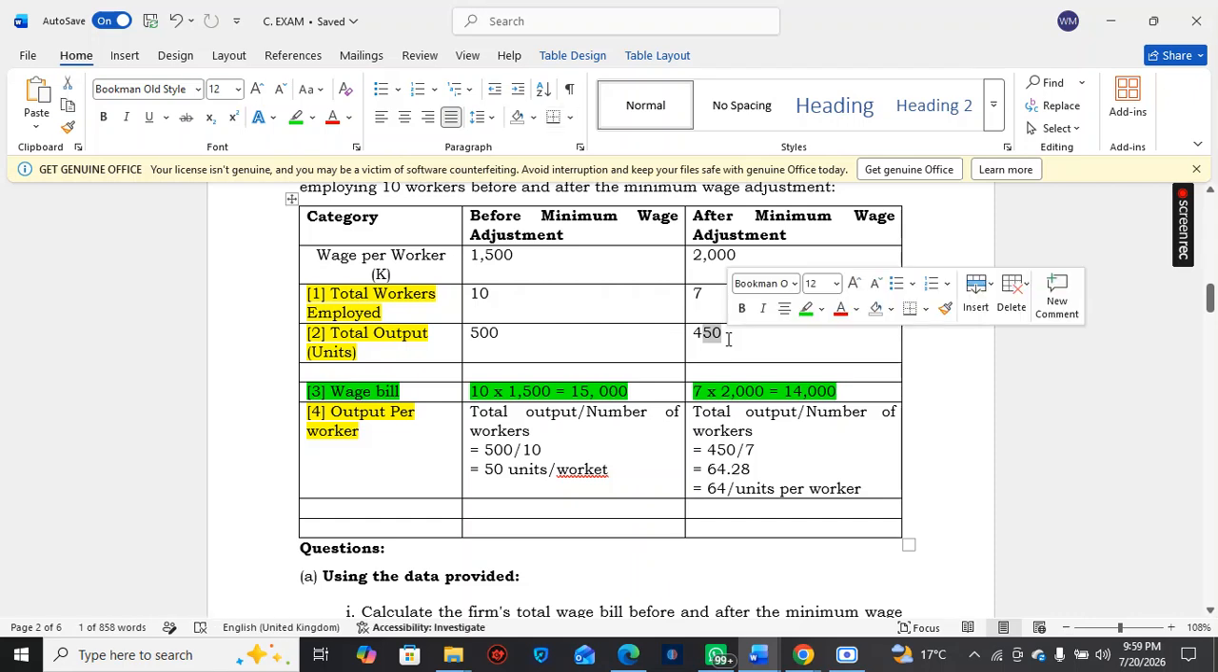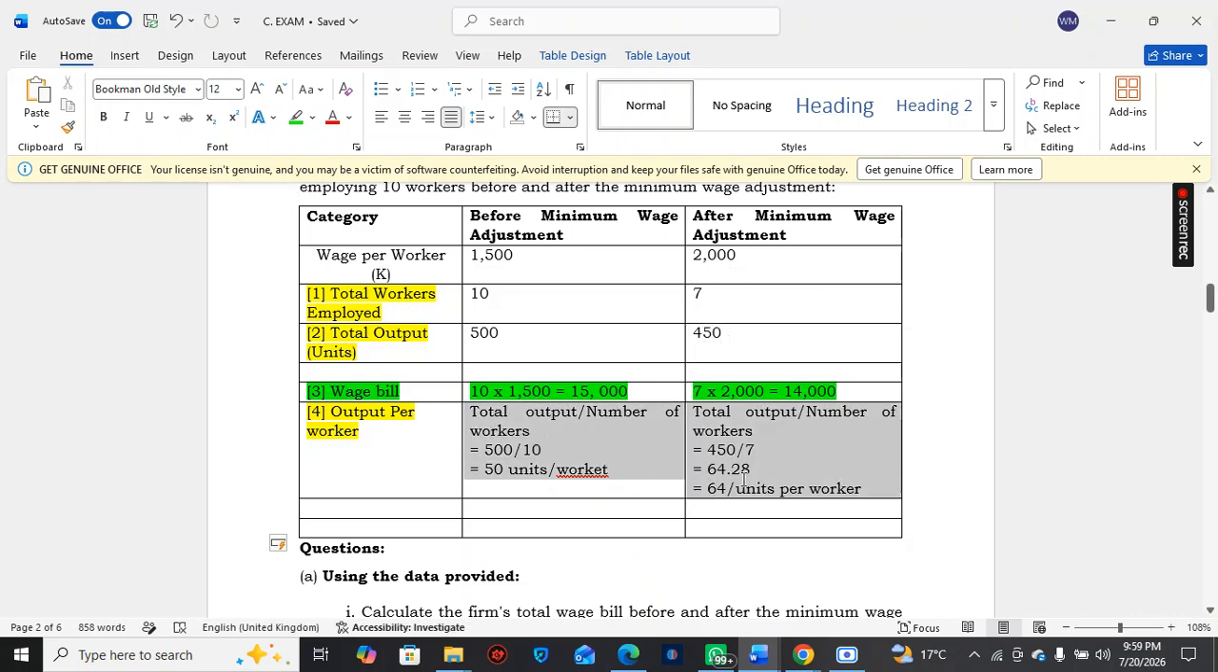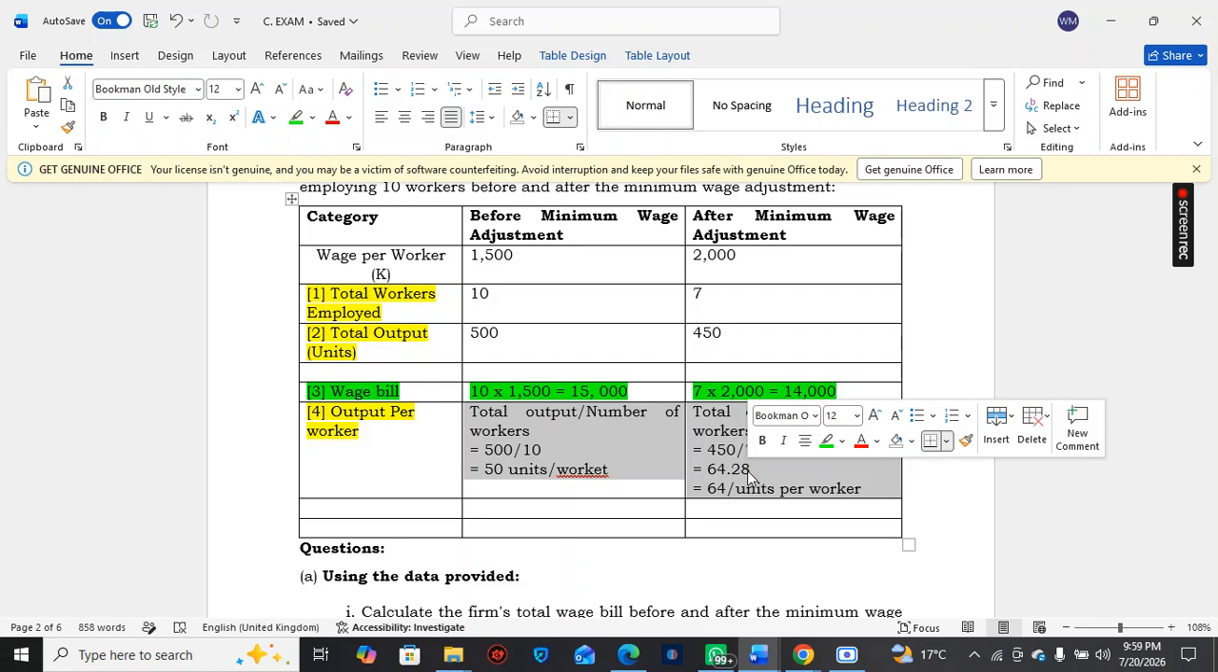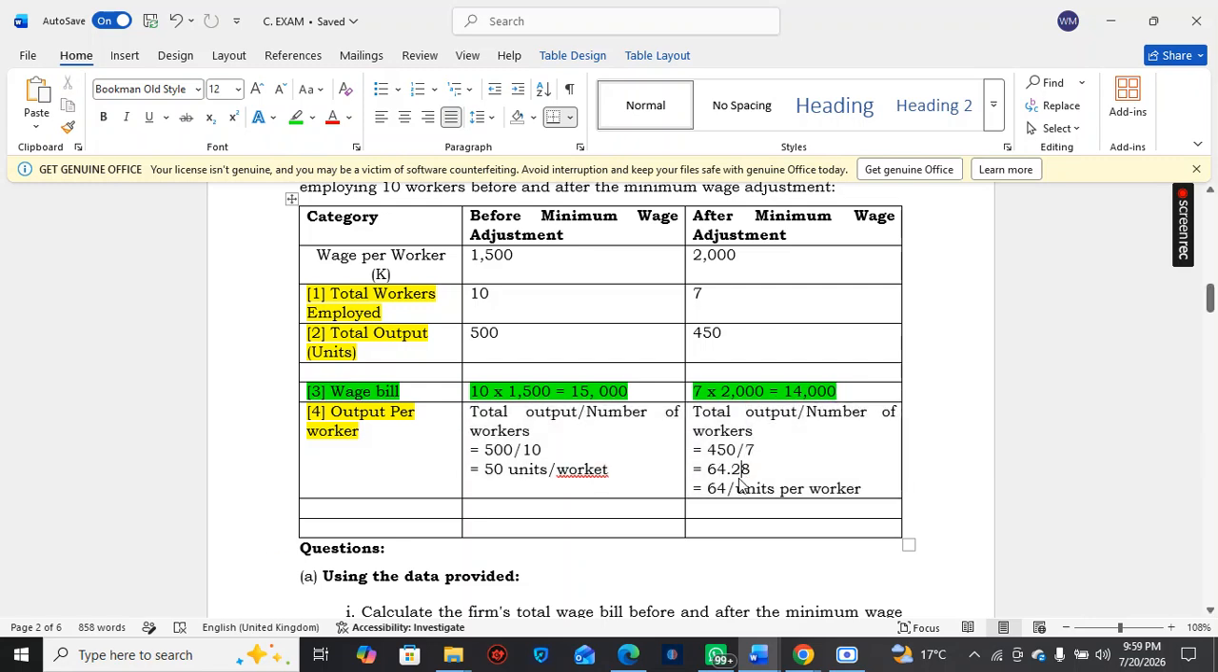But there's only one positive thing that happens here. The output per worker, as we have seen, increases. You can say efficiency increases. In this case, for this firm, we're not saying that efficiency will always increase. Sometimes it might not increase, other times it can.